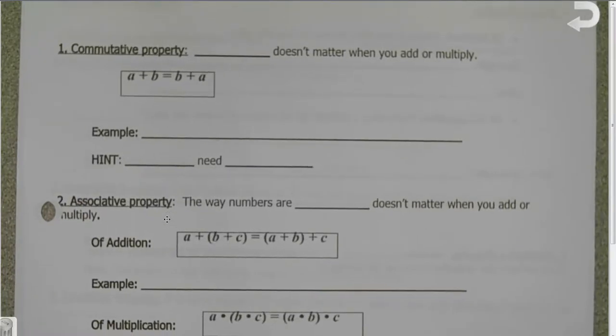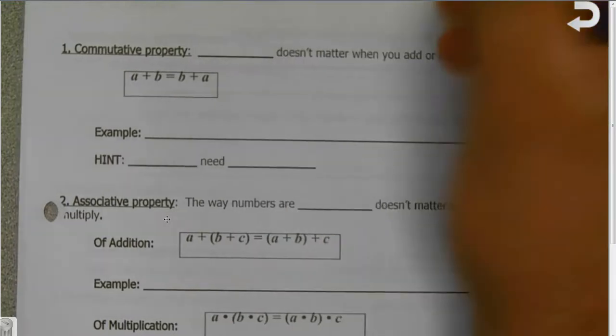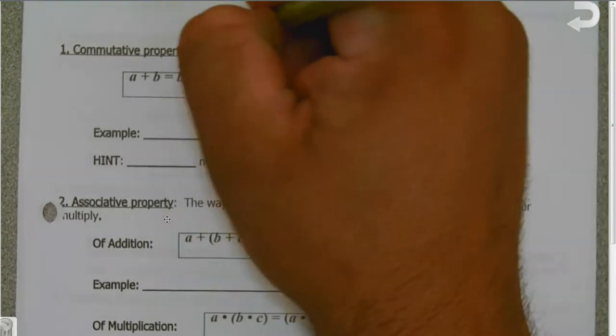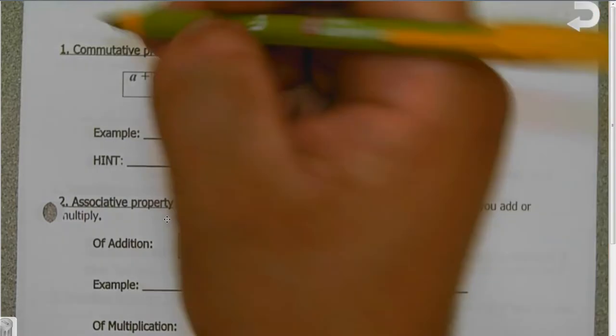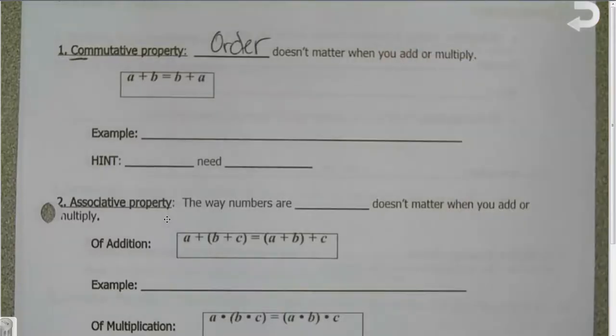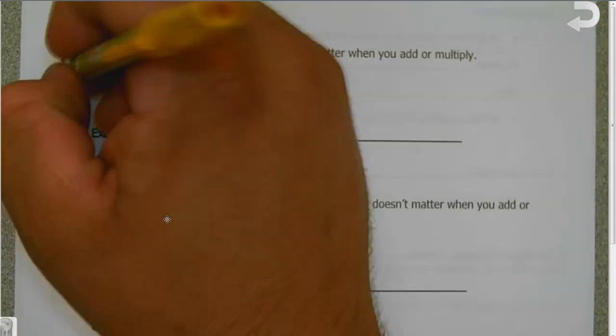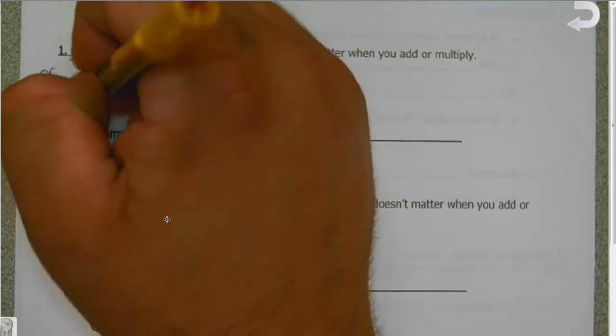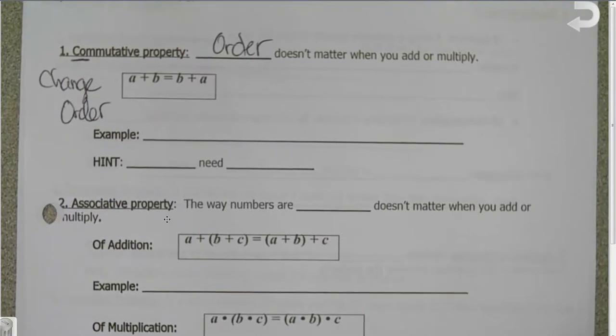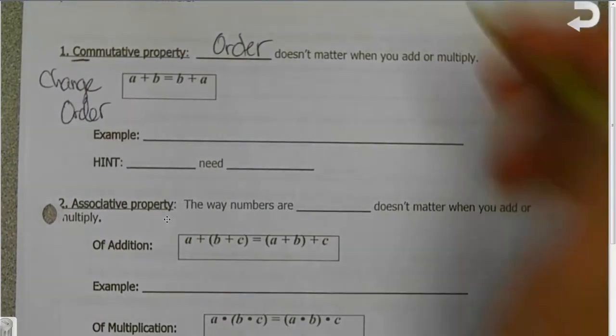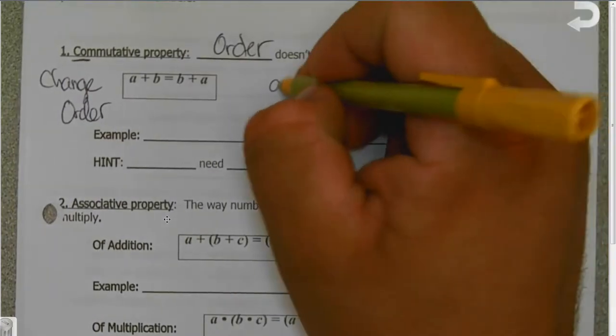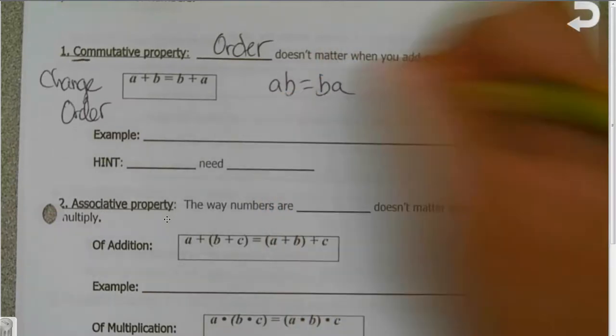The commutative property. The idea about the commutative property is that the order doesn't matter. So, like I say, this commutative starts with CO, which means that you can change the order of multiplication or addition, and it doesn't matter. So A plus B is equal to B plus A. A times B is equal to B times A.